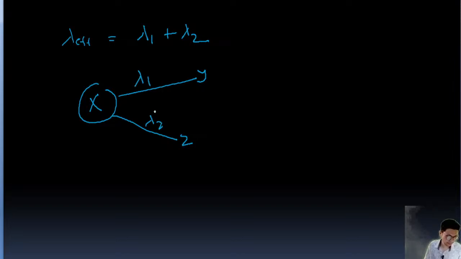In this case, lambda effective is going to be lambda 1 plus lambda 2, because this X is decayed into two elements, Y and Z, and the decay constants are lambda 1 and lambda 2 for these two. So lambda effective is going to be lambda 1 plus lambda 2. Important thing, guys.